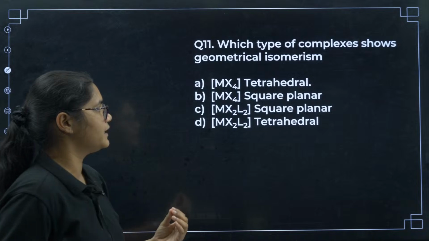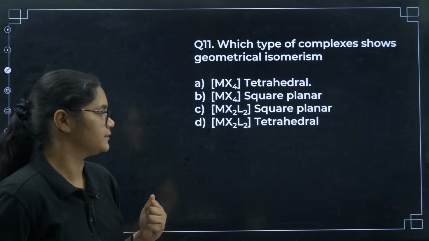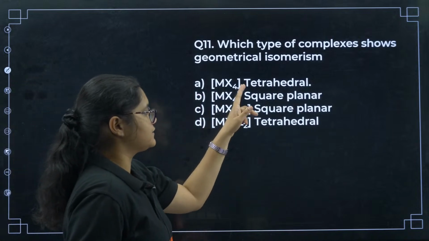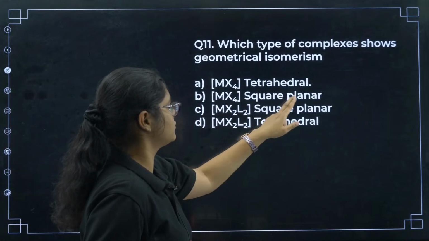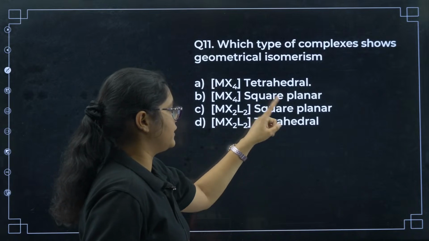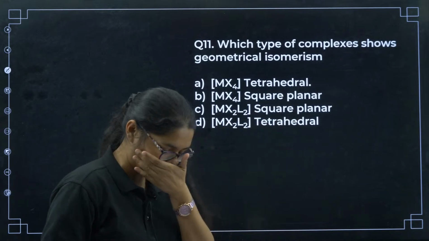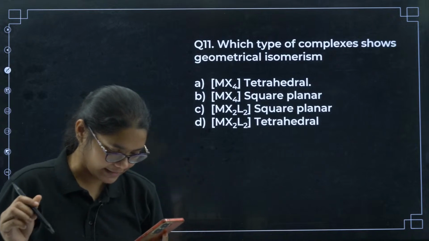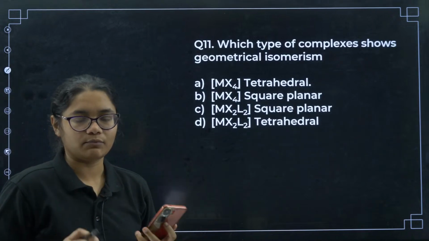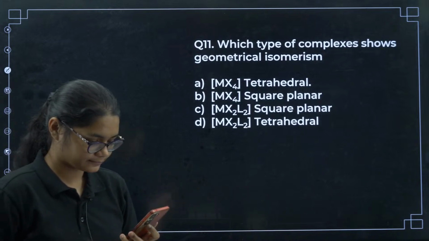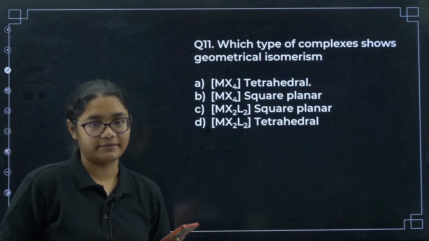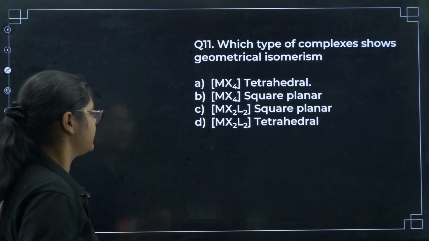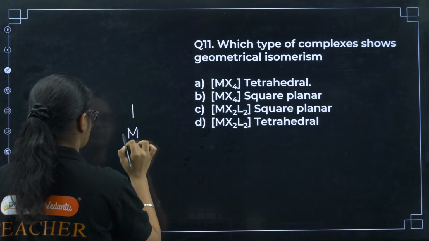Which type of complexes show geometrical isomerism? Geometrical isomerism is shown by what? You have to tell: MX4 tetrahedral, MX4 square planar, MX2L2 square planar, MX2L2 tetrahedral. Yes, so if you remember what we have studied, tetrahedral geometry, will they show isomerism or not? Tetrahedral geometry is like this. You have M and ligands like this.